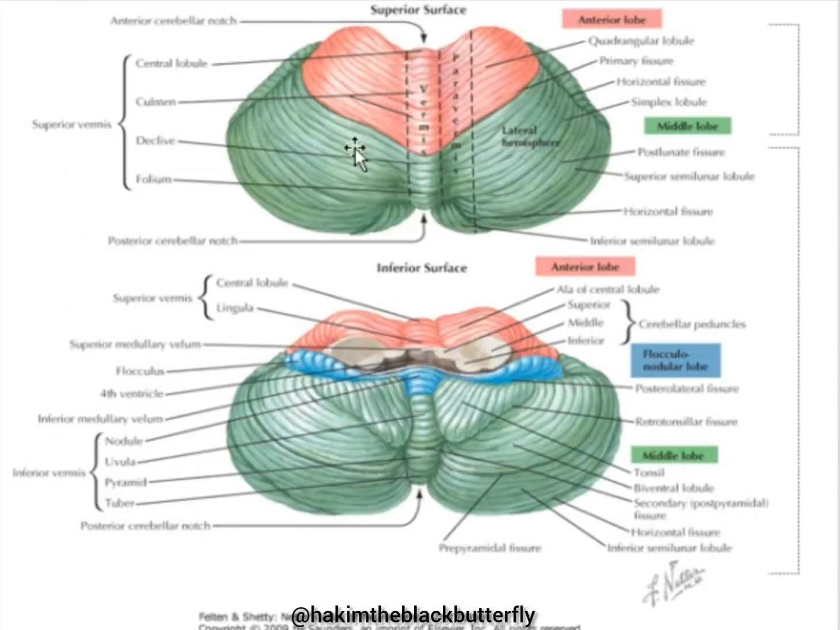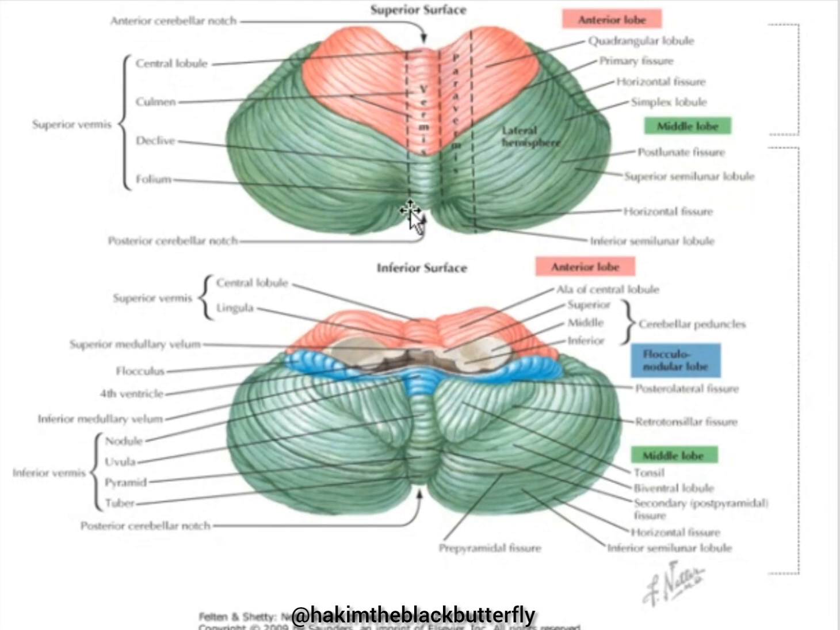So we are seeing the vermis here and its different parts: the central lobule, the culmen, the declive, the folium, and when you go on the inferior aspect, you can see the lingula, you can see the nodule, which is part of the flocculonodular lobe. Then we have our uvula here because it is narrow, tapering. Then we have our pyramid. When you make a sagittal section through this, it looks like a pyramid. Then the tuber. All these are parts of the vermis, named according to their shape.